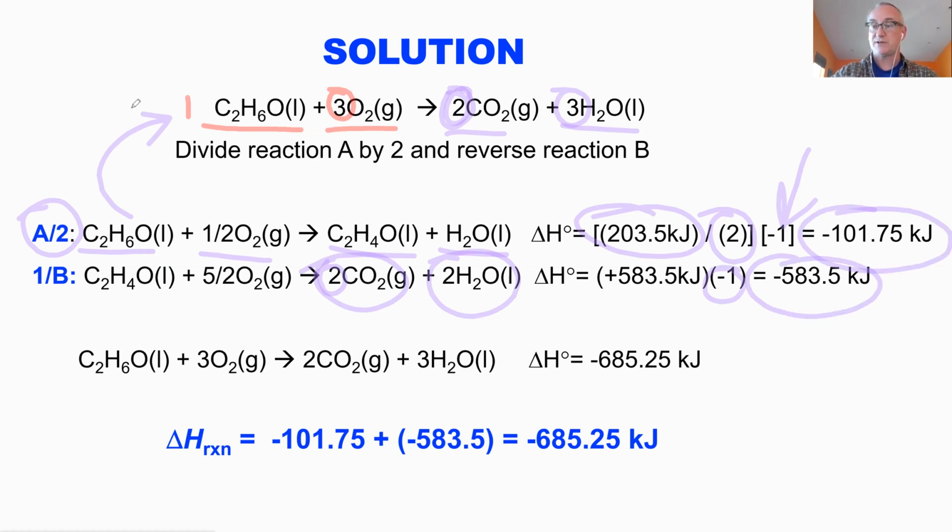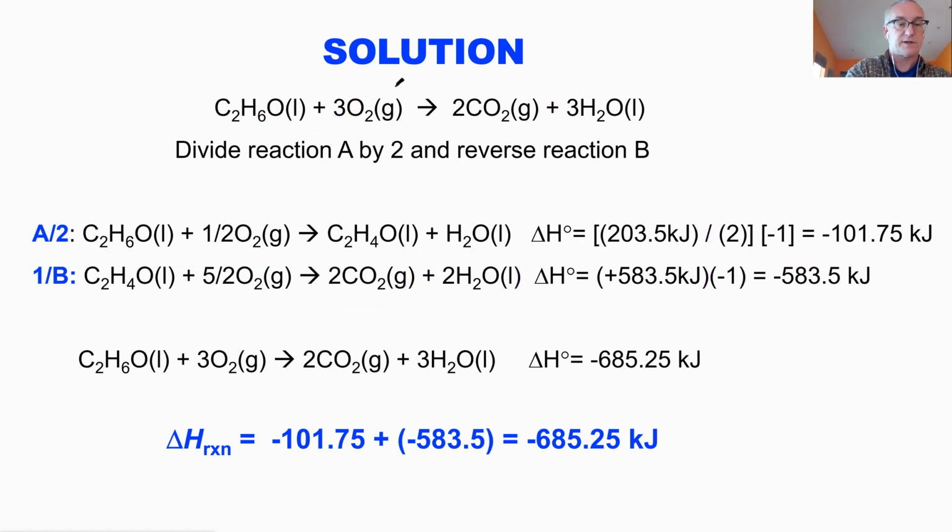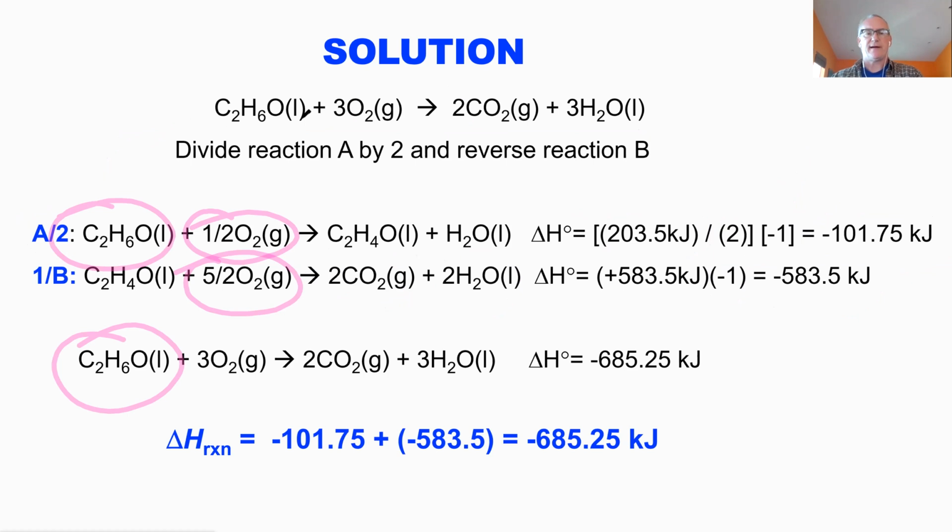So now I've got 2 exothermic reactions. Now I just add them all together. So I've got 1 mole of ethanol. That's my 1 mole of ethanol. Now, for oxygen, I've got half a mole here and 5/2 moles there. So I add them together for a total of 3. Okay, that's the right amount.